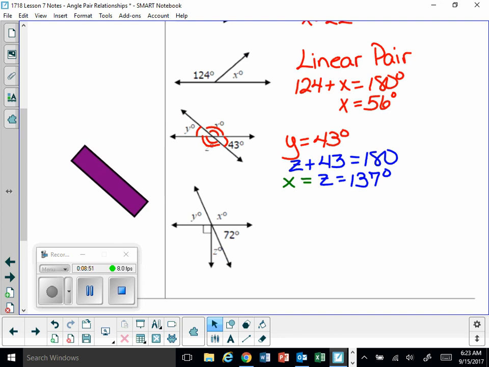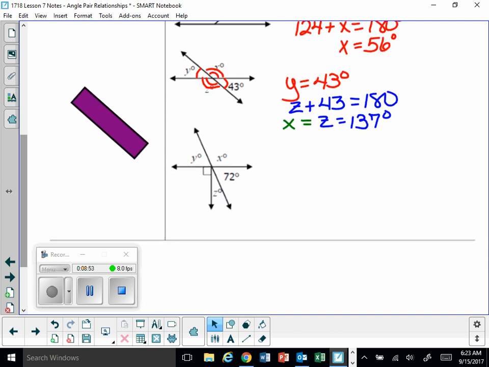Our next example gets even more complicated. 1, 2, 3, 4, 5 separate angles up here. The first thing I notice is my right angle symbol. I've got a 90-degree angle here. Okay, and I find that really useful because if this side is 90 degrees, so is this side.